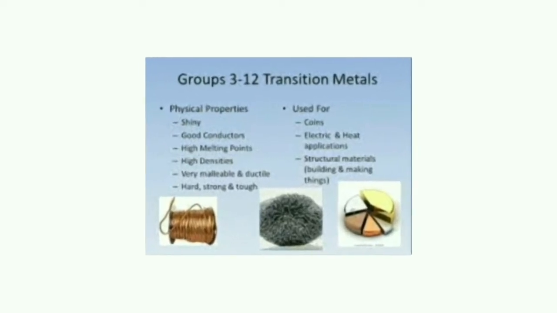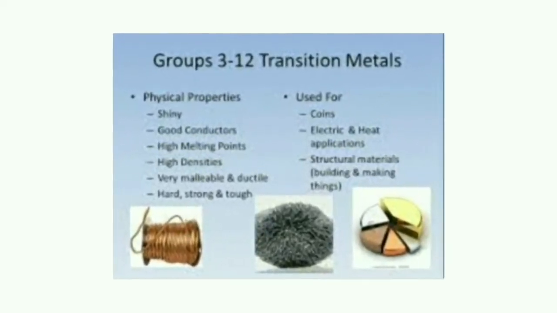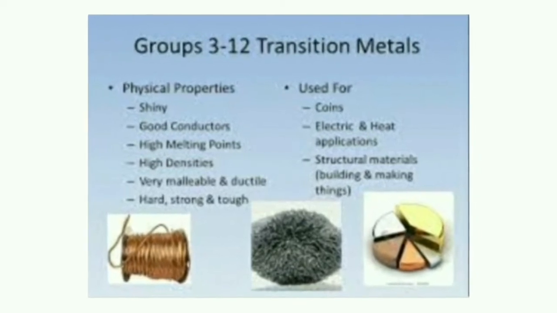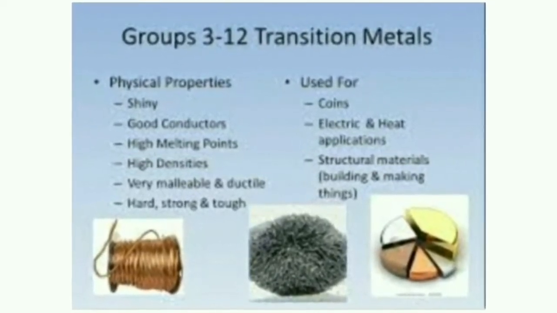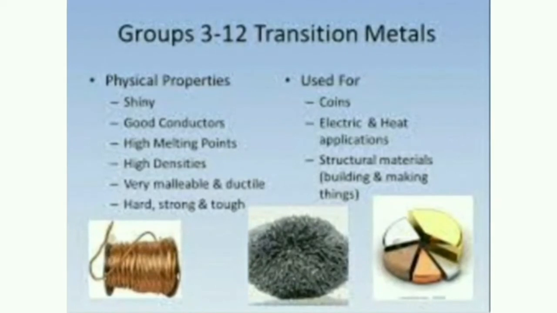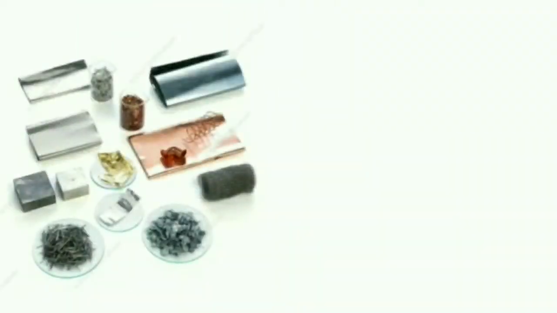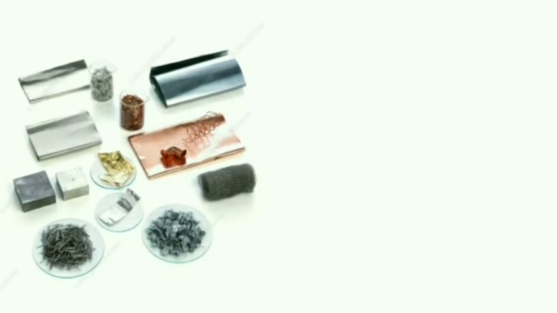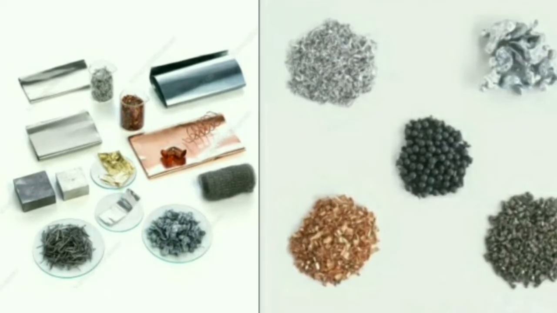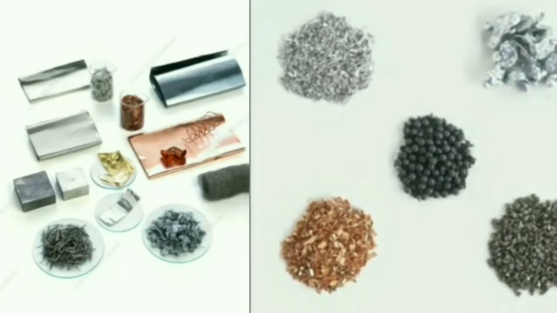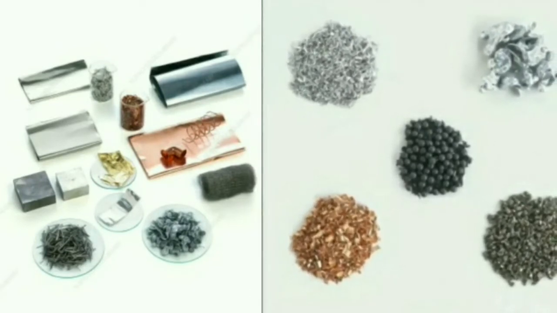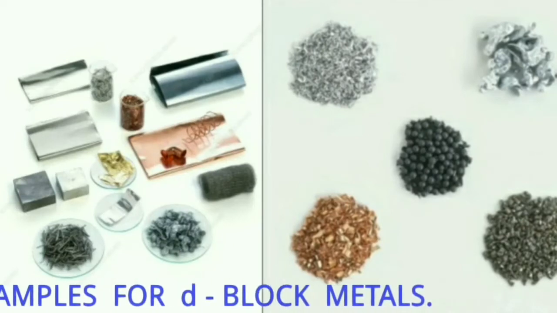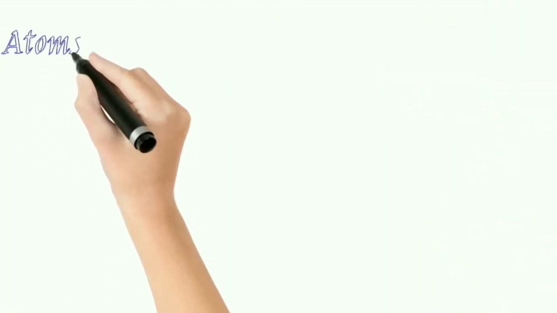Now we can see some transition elements and their usages. Here the transition elements are very shiny in nature, with high melting point and boiling point and high densities. So some of the uses are, it can be used for making coins and for making buildings, and also we can use it for some electrical appliances. I told you that copper can be used for making electrical appliances, and silver is the best conductor of electricity even at room temperature. So these are all the examples of the D block elements for their metallic nature.